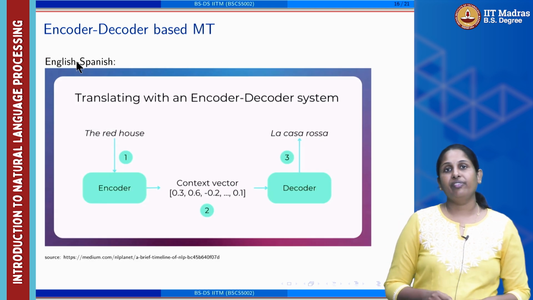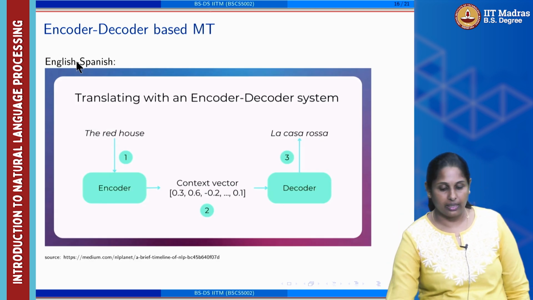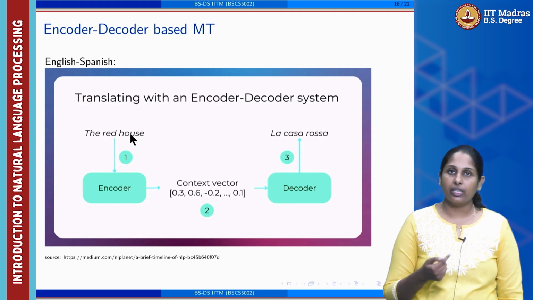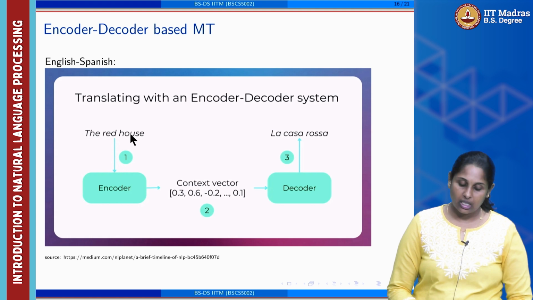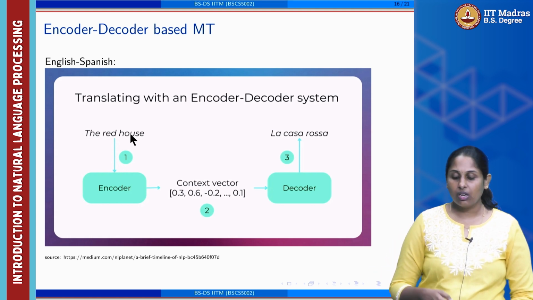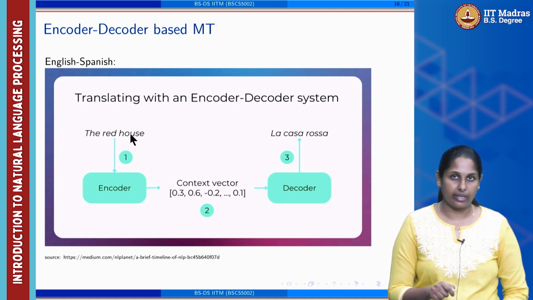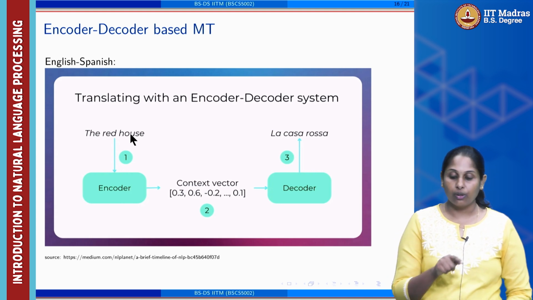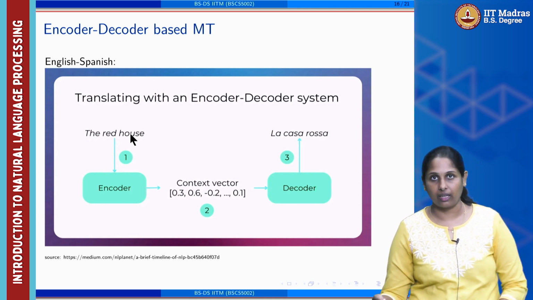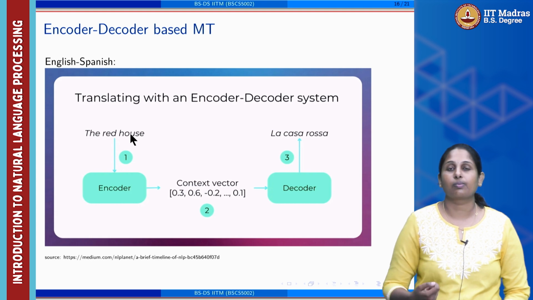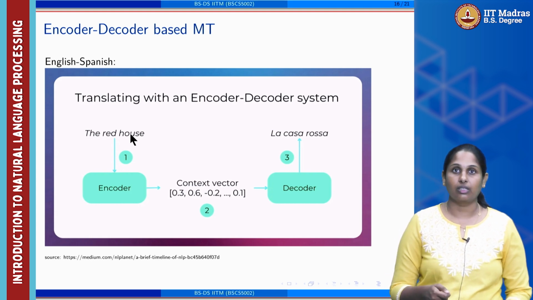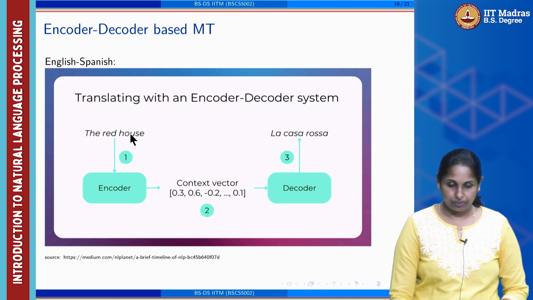For example, if we take the same example we saw earlier, the red house. The red house is encoded and converted into a context vector using some kind of word vector representation, and now the decoder uses the context vector, not the source language. Using this, it decodes and finally gives La Casa Rosa in Spanish. So there was success: people could see that the encoder and decoder, using word representations, help us get the output.